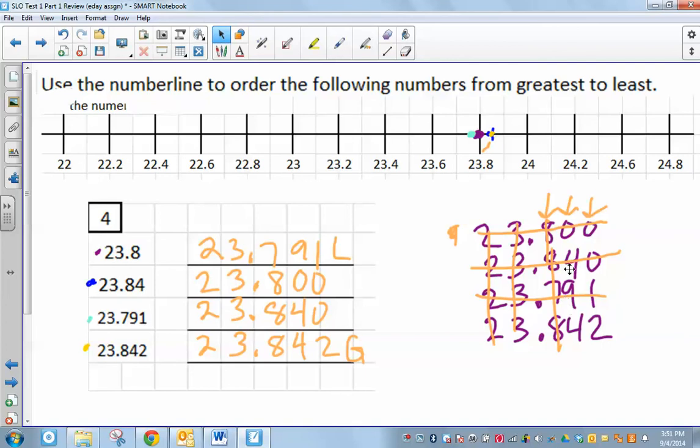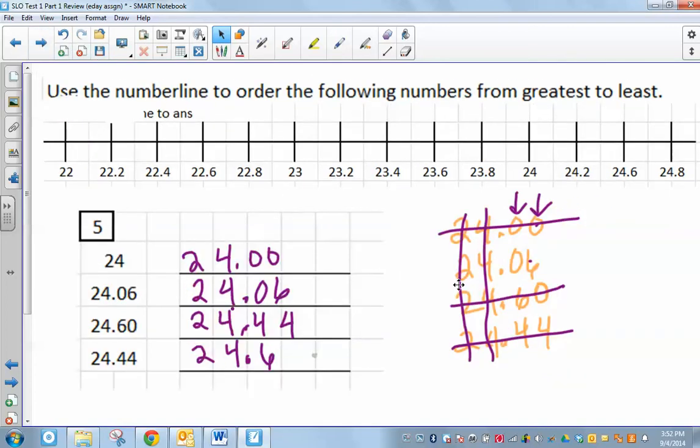And then I can see the 2 numbers that I have left are these 2 numbers right here. The 4 and the 4 are the same, so I don't know yet, so I have to look at the 0 and the 2 in the thousandths place, and the 0 is smaller than 2, and that's how I come up with my final answer. So my greatest number is 23,842 thousandths.